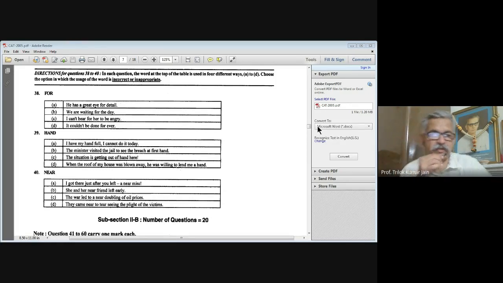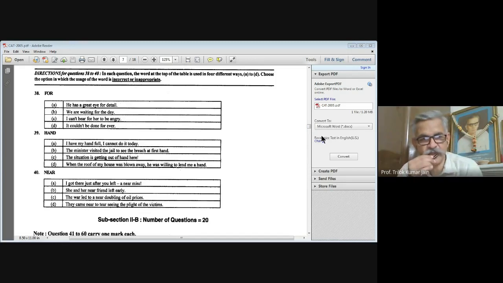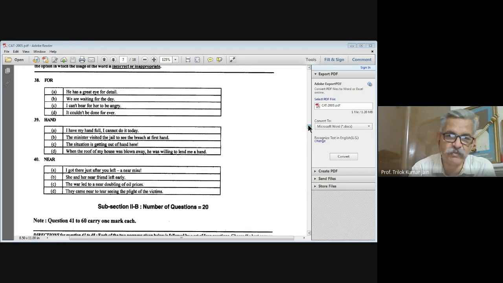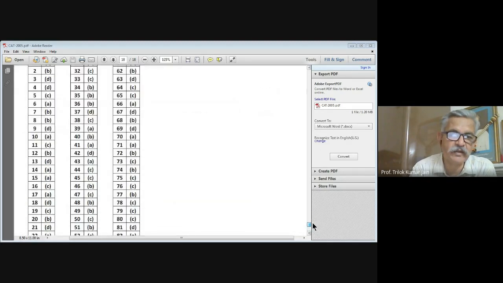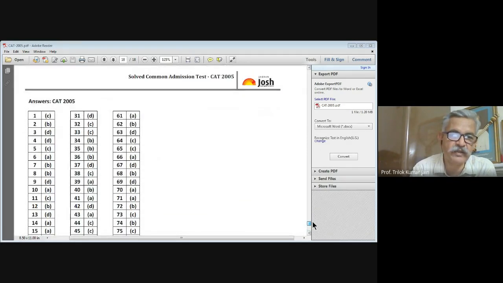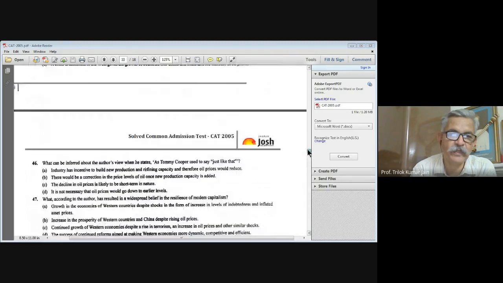Should I repeat? B. Sir, D. D option. They came near to tears seeing the plight of the victims. Right? They came to tears. No need of near. Right. 40 is D in my opinion. The correct answer is 40B. They have given 40B as the answer. Let us see what the answer is.